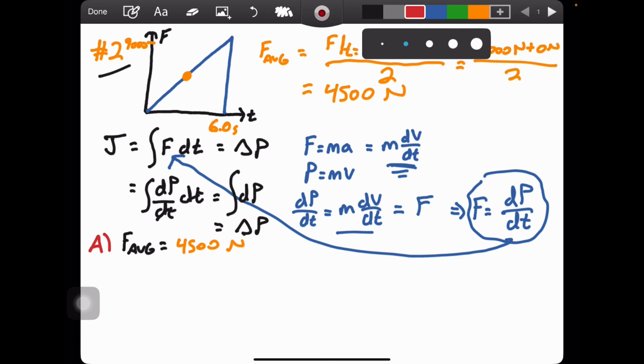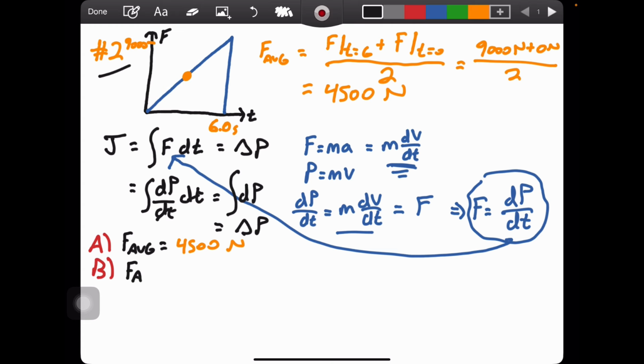For part B, we are asked, what impulse does the force provide? So the impulse the force provides is going to be this average force that we just answered in part A multiplied by the change in time. That's equal to J.